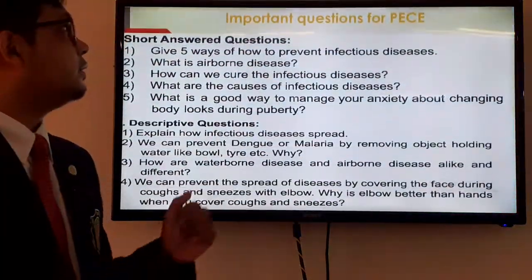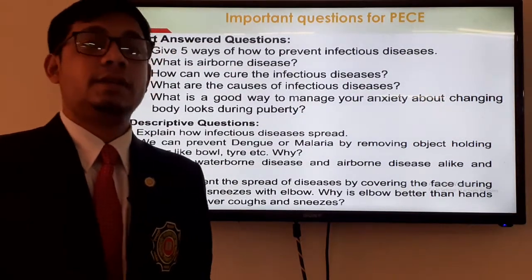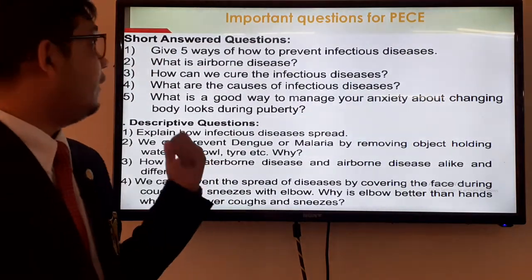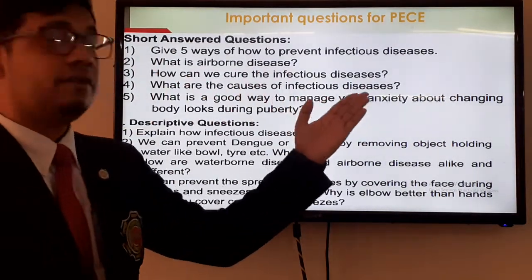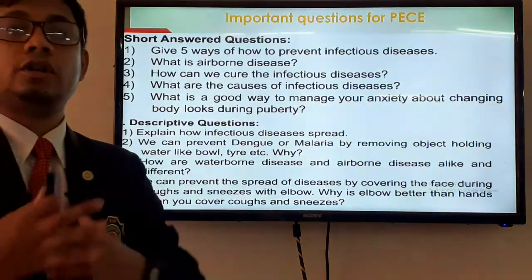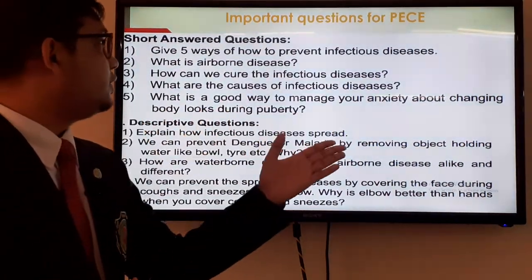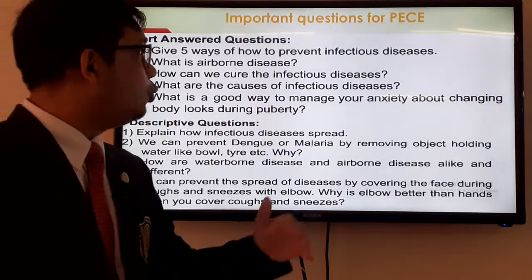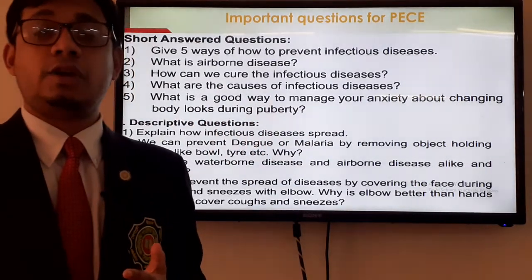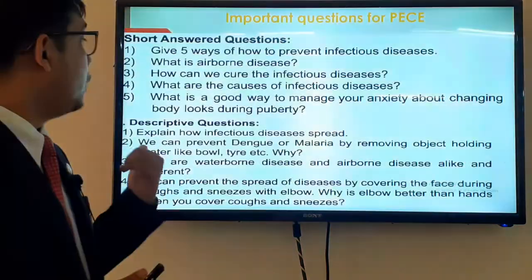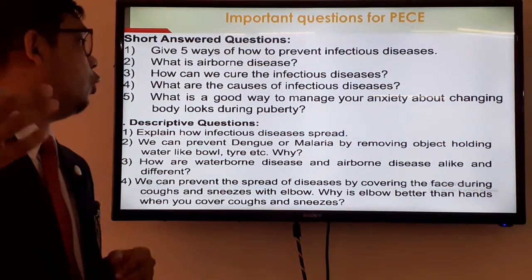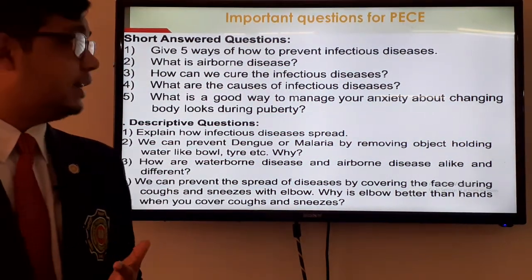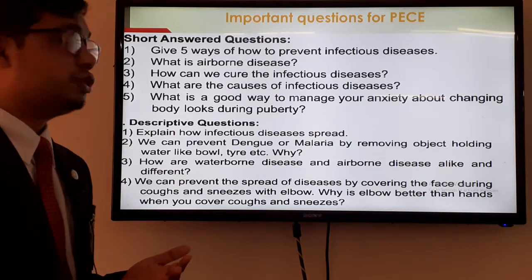Okay, so the important questions for PEC, which are taken from your textbook, have a look. Give 5 ways to prevent infectious diseases. We have discussed all the 5 ways. Then what is an airborne disease? Then how can we cure infectious disease? We have also learned it. Then what are the causes of infectious disease? What is a good way to manage anxiety about changing body looks during puberty?